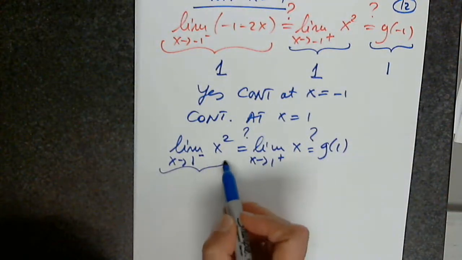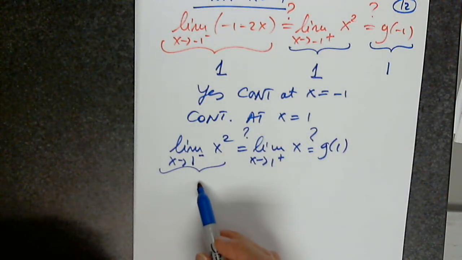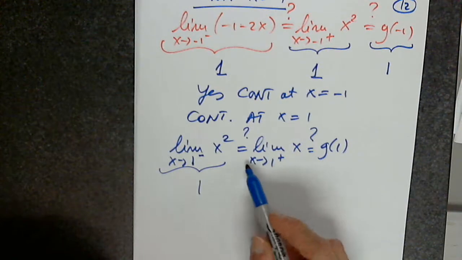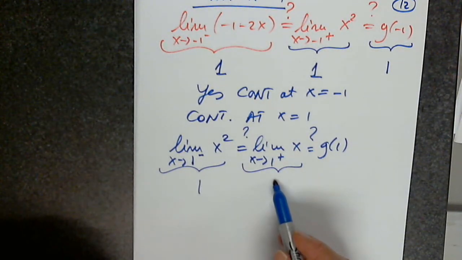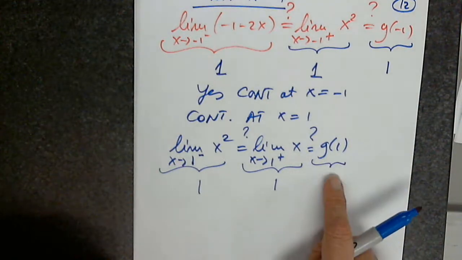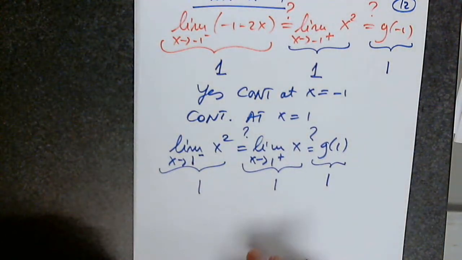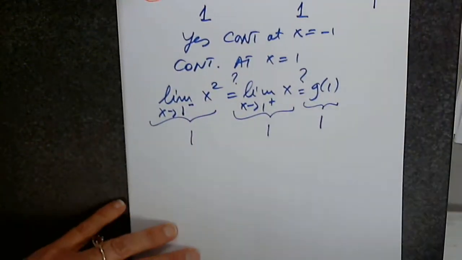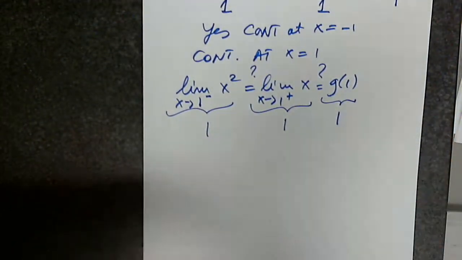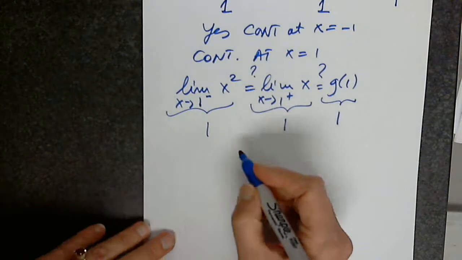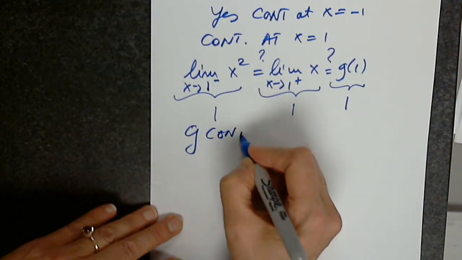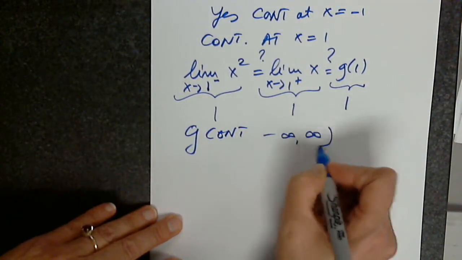Good. Can anyone give us this limit? G of 1 is 1. So is it continuous at 1? So what do I conclude about g? Everywhere. Very good. G is continuous on negative infinity to infinity.